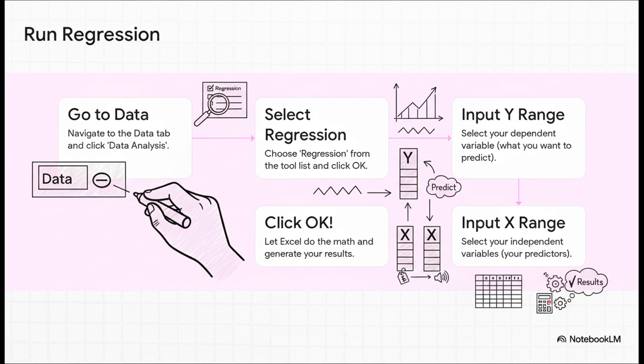Now this next box looks a bit intimidating, but you only have to tell it two main things. First, the input Y range. The Y is always the thing you're trying to predict. For us, that's our sales column. Second is the input X range. The X is all the stuff you're using to make the prediction. For us, that's price and advertising. Just select both of those columns. Then just click OK, and Excel does all the hard math for you in less than a second.